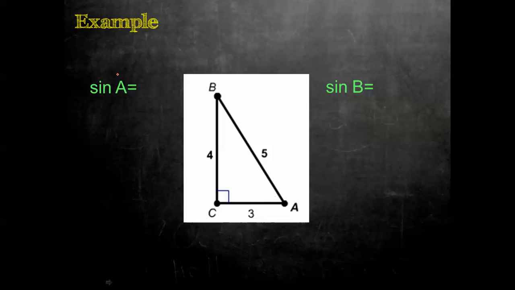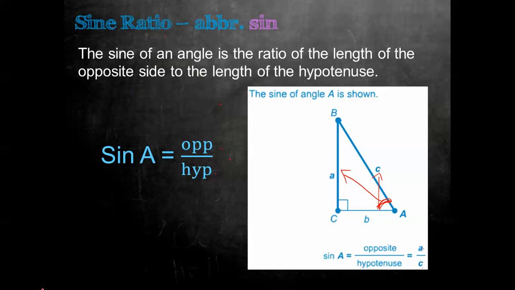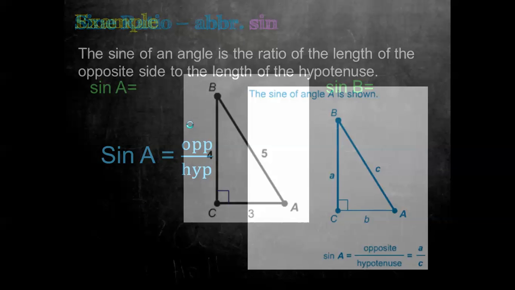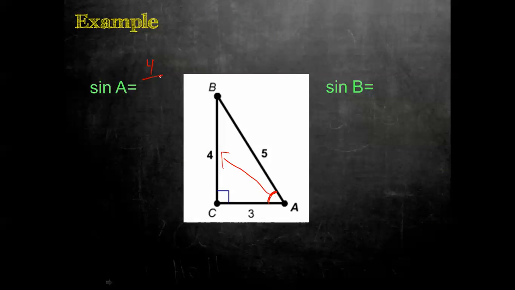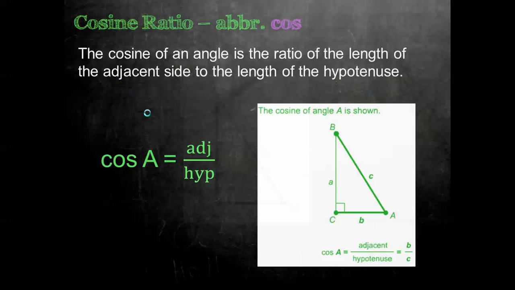For example here, if we want to list the ratio for the sine of angle A, we list the opposite, that's 4, so we would put 4 on top, and then the hypotenuse is 5, so we would put 5 on the bottom. Now, if we wanted to do B, it's opposite over hypotenuse, so it would be 3 on top, and 5 on the bottom. That would be the way that we do sine.